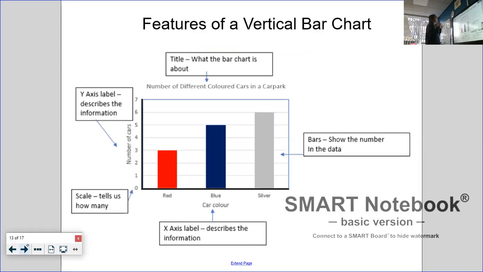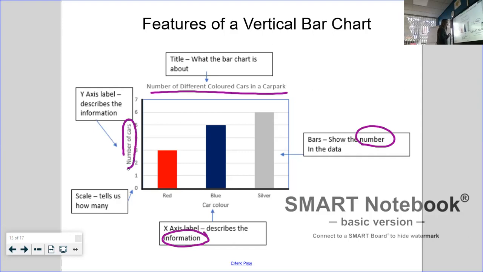Right, here are the features of your bar chart. First, your title. Your title tells you what the bar chart is about. The bars show the number in the data. Your x-axis labels the bars, labels the information. Your y-axis describes the information. And your scale, which is your numbers here, tells us how many.